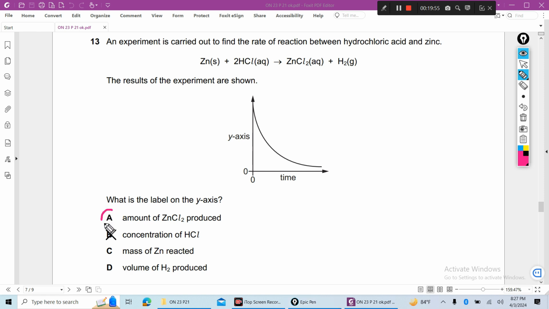But why is A wrong? Amount of zinc chloride is produced. So this is the product. It will be this type of graph, increase with time.